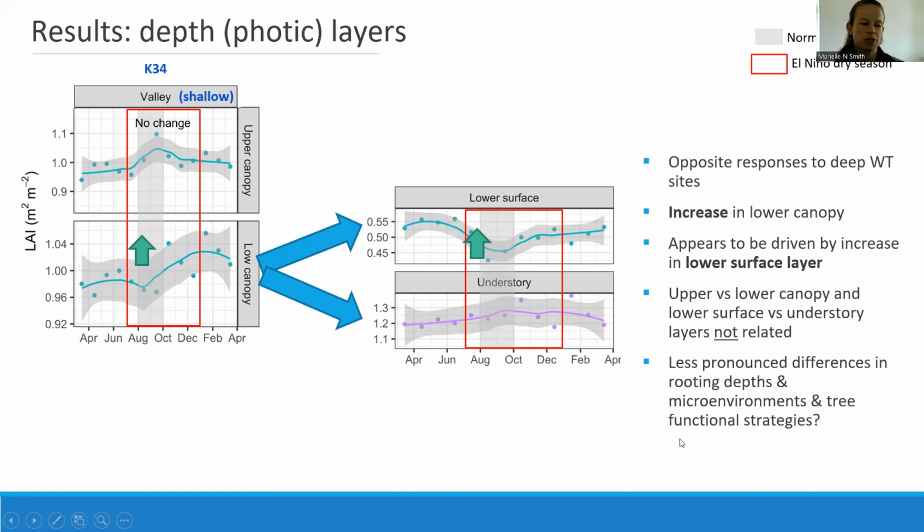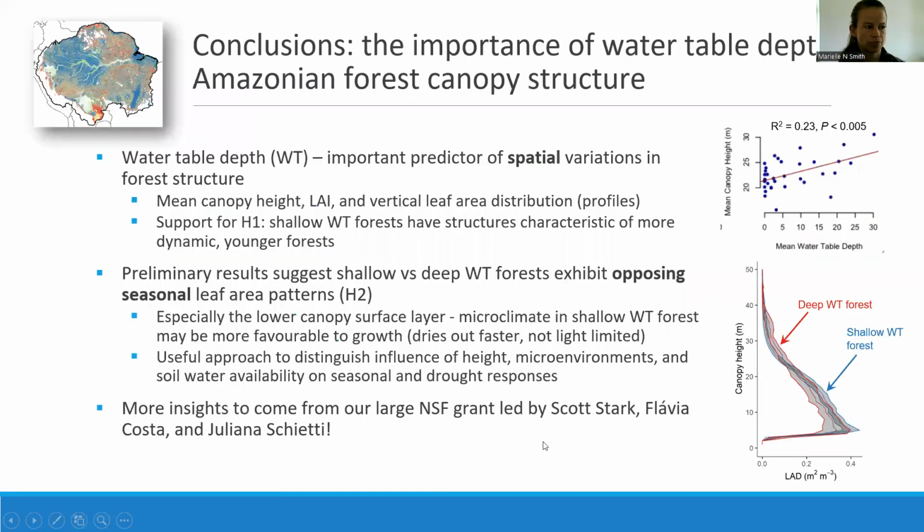So this makes me wonder whether these less pronounced differences, the lack of correlations, are due to perhaps less pronounced differences in the rooting depths of large and small trees in shallow water table depth regions, and perhaps also less pronounced difference in the microenvironments and tree functional strategies.